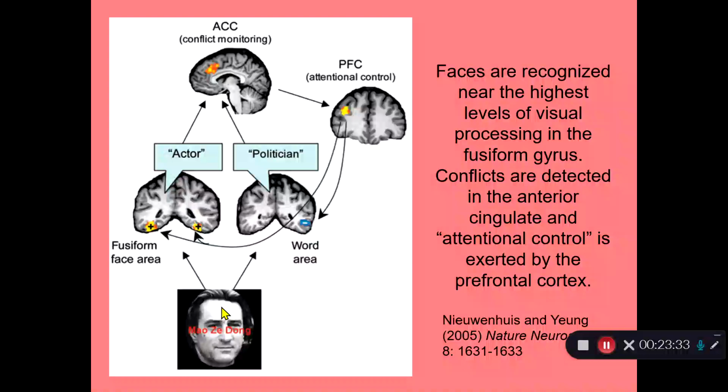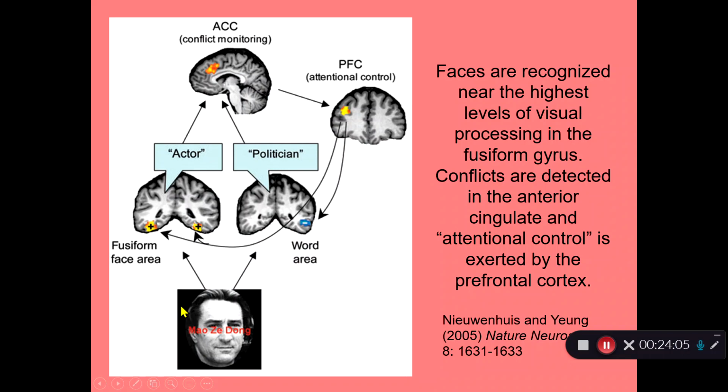This is a beautiful example from this paper on conflict resolution. Very interesting experiment with a very clever design. These researchers realized that faces are recognized near the highest levels of visual processing in the fusiform gyrus, which we talked about, and conflicts are detected in the anterior cingulate cortex, where attentional control is then brought to bear by the prefrontal cortex. Now let's talk about this example.